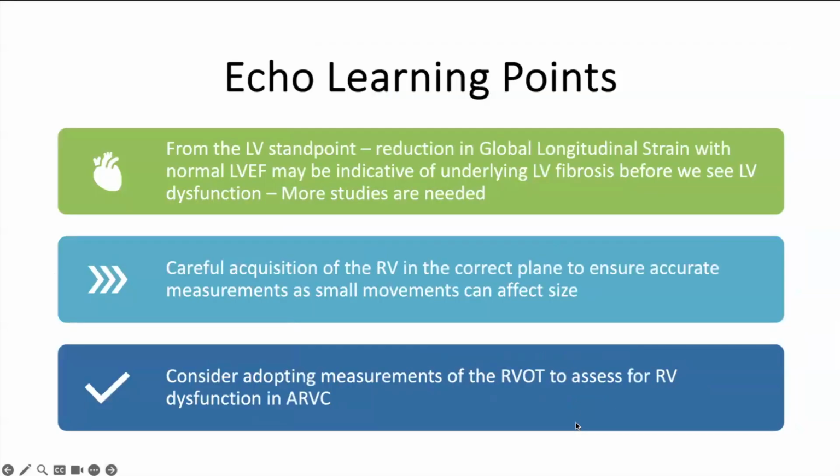And then our echo learning points. From the standpoint of the LV, reduction in GLS may be helpful, but more studies are necessary. Obviously, we know how to look for LV dysfunction and LV dilation, and those are usually more late presenting features of this disease. And then careful acquisition of the RV in the correct plane is important to ensure accurate measurements, because small movements or directions can affect the size. And maybe we could consider adopting measurements of the RVOT when we are asked to assess patients that have RV dysfunction or right-sided disease, specifically ARVC.